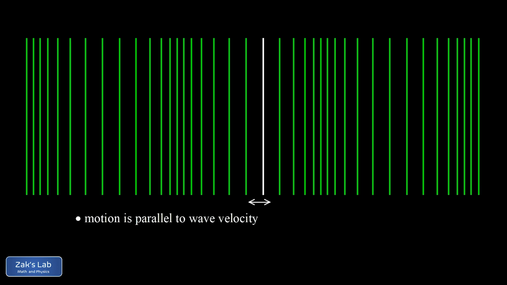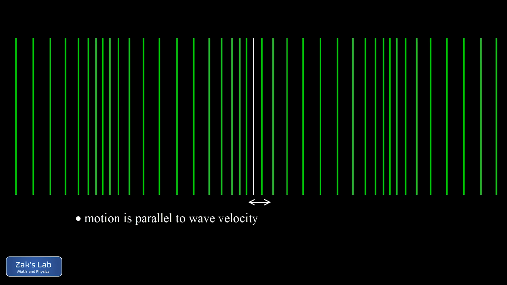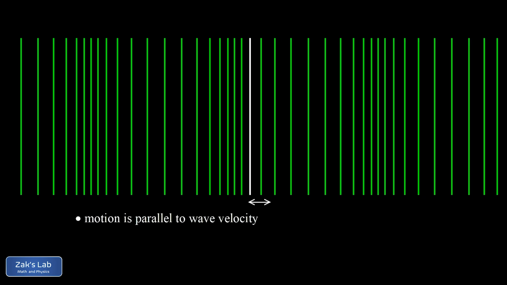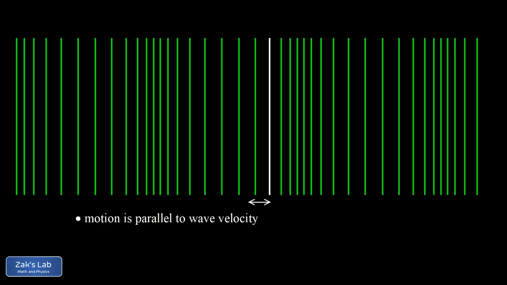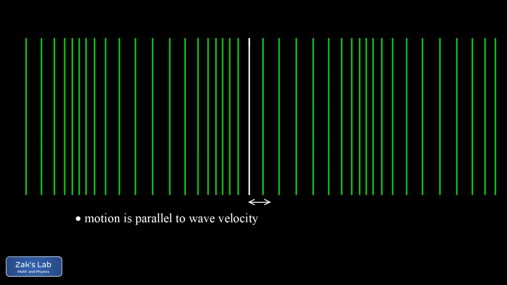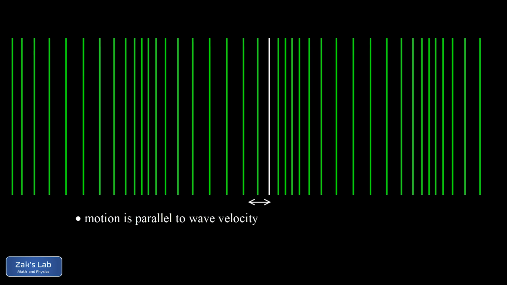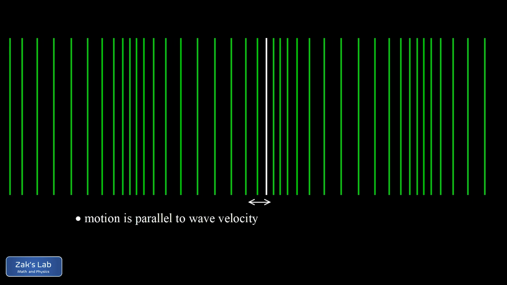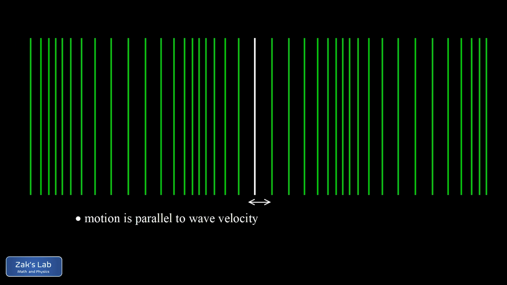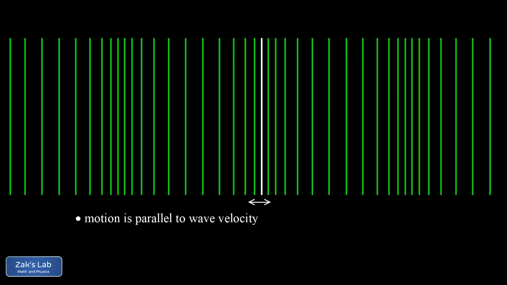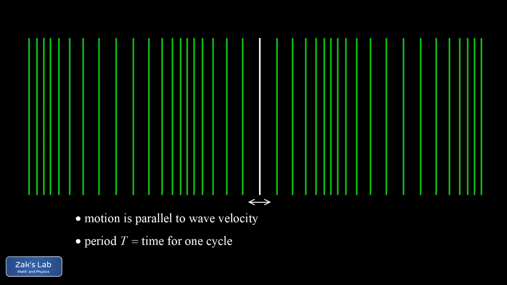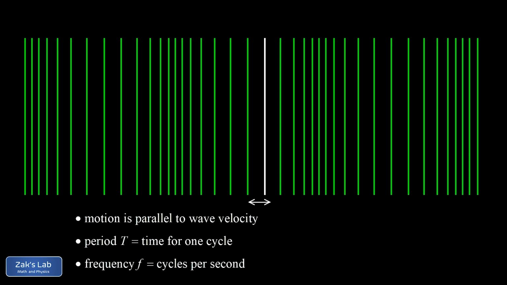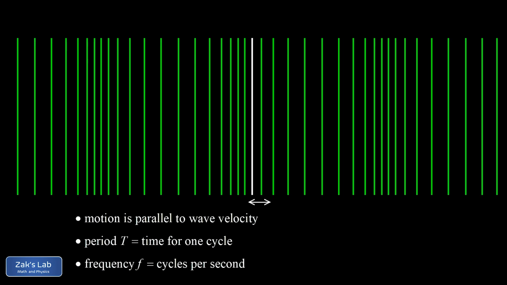Note that this is way different than a wave on a string. In other words, a transverse wave, where the motion of a point on the string is always perpendicular to the direction of wave velocity. So watching this white line oscillate back and forth, we realize that it's simple to define the period and frequency of oscillation for this sound wave. The period is just the time for one complete cycle of an oscillating line. And the frequency is just the number of cycles per second. And these numbers are the same for every line in the animation as the wave passes through them.